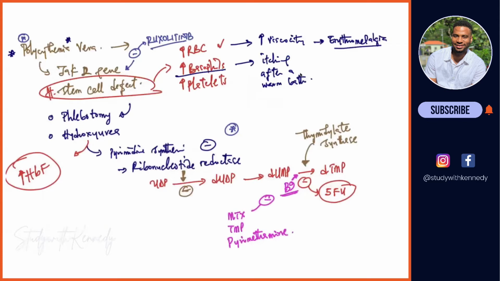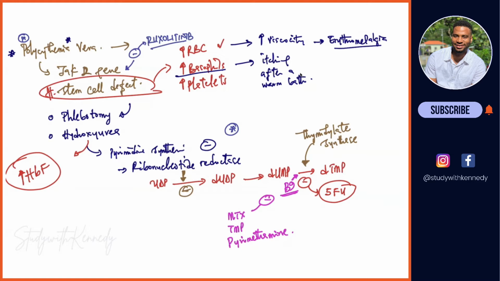We talked about polycythemia vera and the JAK2 gene mutation. I reminded you that polycythemia vera is a stem cell defect and paroxysmal nocturnal hemoglobinuria is also a stem cell defect. We talked about phlebotomy and hydroxyurea for treating polycythemia vera. We talked about the mechanism of action of hydroxyurea, which is inhibition of ribonucleotide reductase, and then we talked about other enzymes in the pyrimidine synthesis pathway, like thymidylate synthase. And we talked about medications that inhibit thymidylate synthase, 5-fluorouracil, and then medications that inhibit B9, that is folic acid, folate, which plays a role in that pathway: methotrexate, trimethoprim, pyrimethamine. We talked about all of those things.